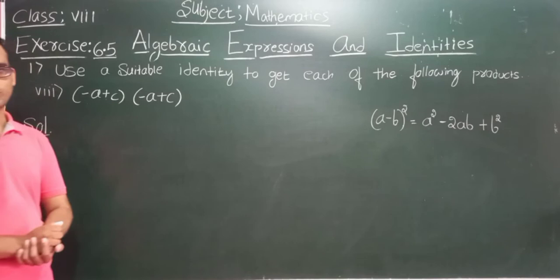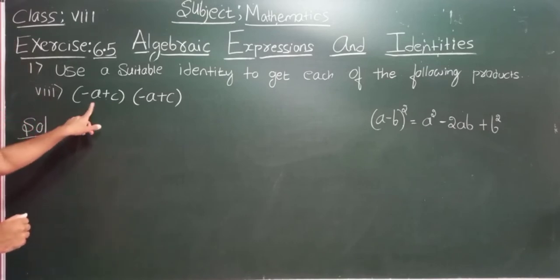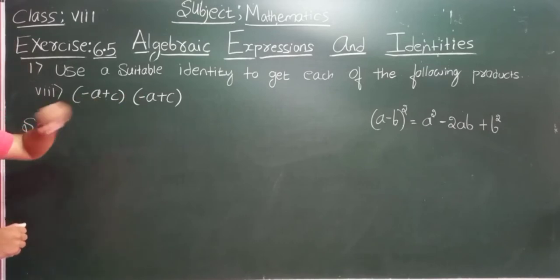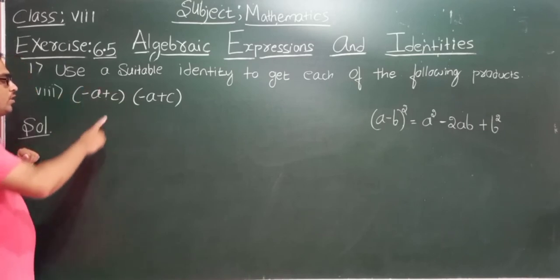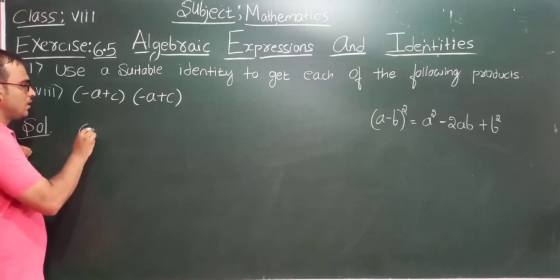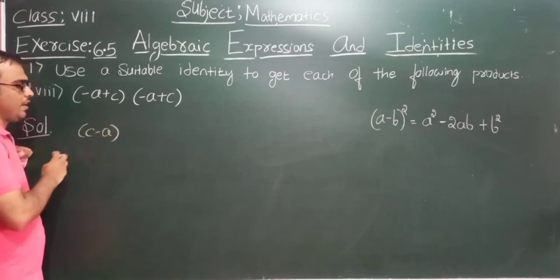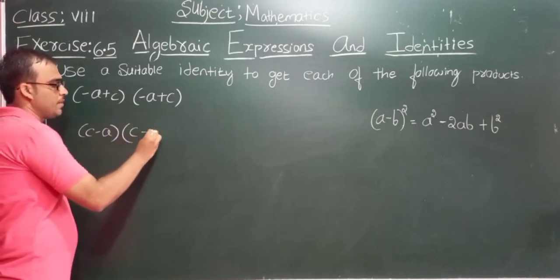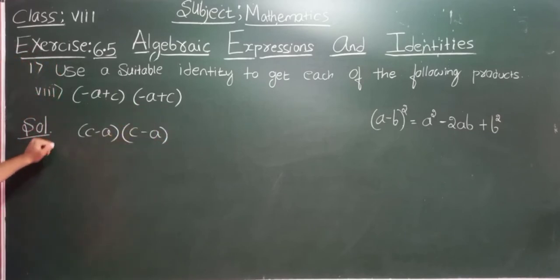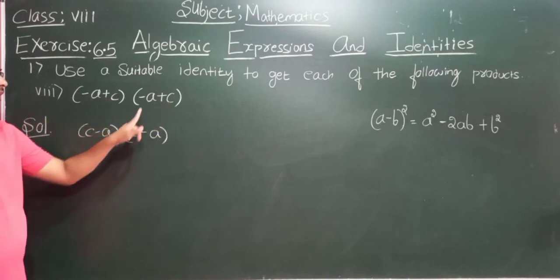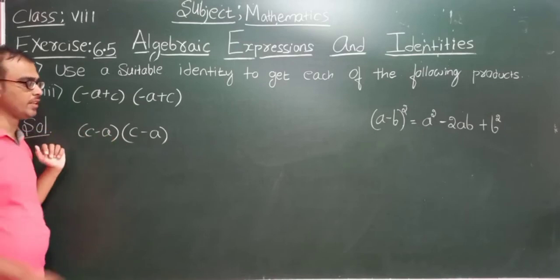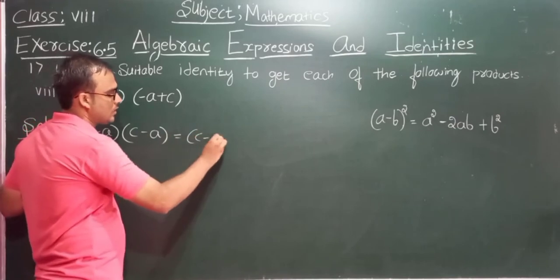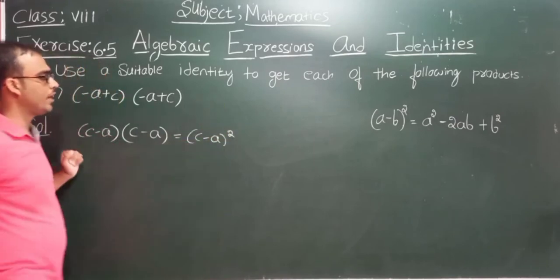Students, now let us solve the 8th question. What have they given? Minus a plus c into minus a plus c. Just look at this carefully, students. We'll rewrite this: c minus a and c minus a. So 2 times c minus a and c minus a, we can write like this: c minus a whole square.